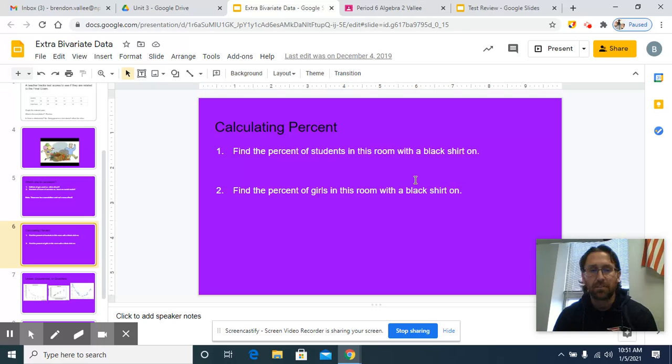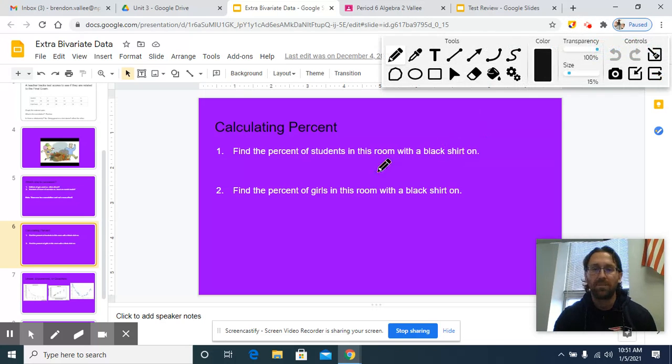Now, calculating percent. We don't have any students in the room right now, but it says find the percent of students in this room with a black shirt on. So let's say there were 4 students with a black shirt on, and there were 20 students in the room. You would do 4 divided by 20. 4 divided by 20 is 0.20, and then you times it by 100. So that means 20% of kids in the class have a black shirt on.